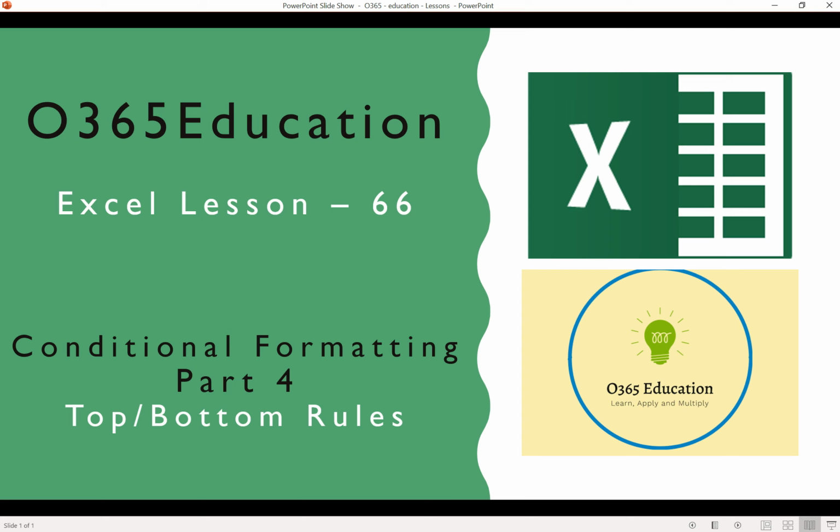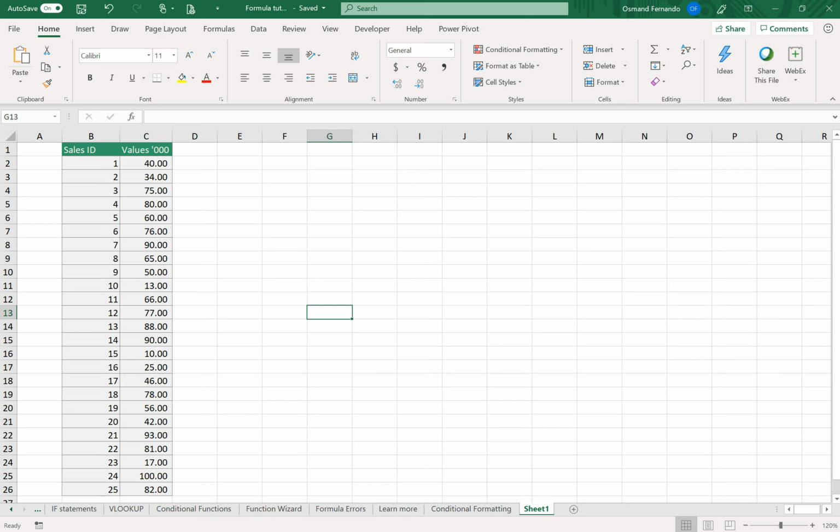In this lesson, I'm going to talk about part 4 of our conditional formatting learning series. We are going to learn about top-bottom rules under conditional formatting. So we have some values here, sales IDs. We can see there are 25 sales IDs and then the sales values related to those IDs.